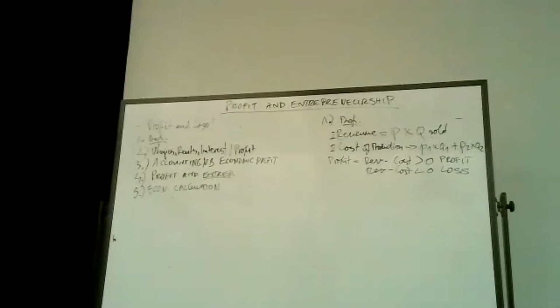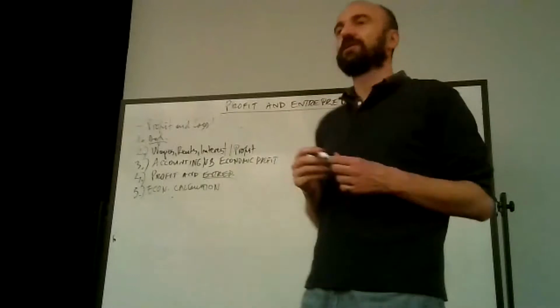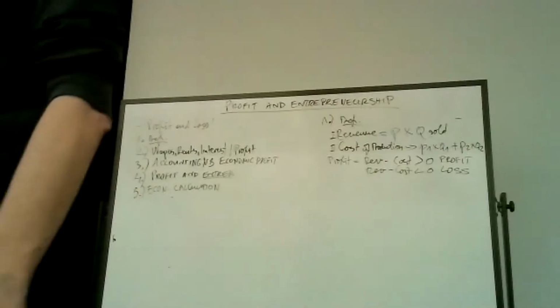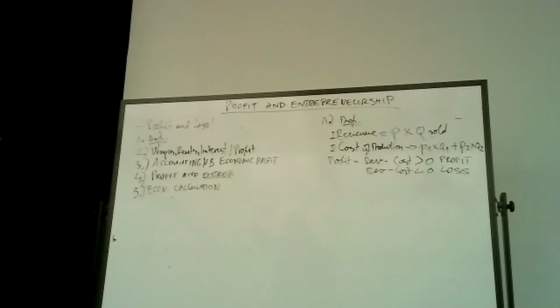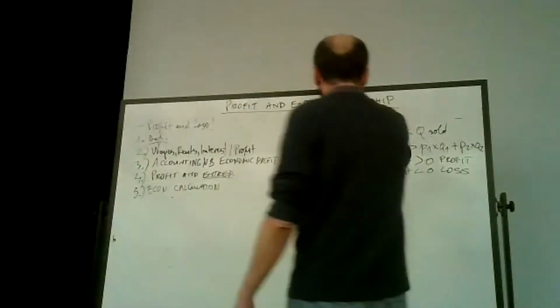We'll see very quickly, in 10 to 15 minutes, that this is not enough for a complete analysis of profit and loss. We need some additional data here. This is the accounting view of profit, which means you account for all the objectively paid costs and you see what your revenue is and you compare them.